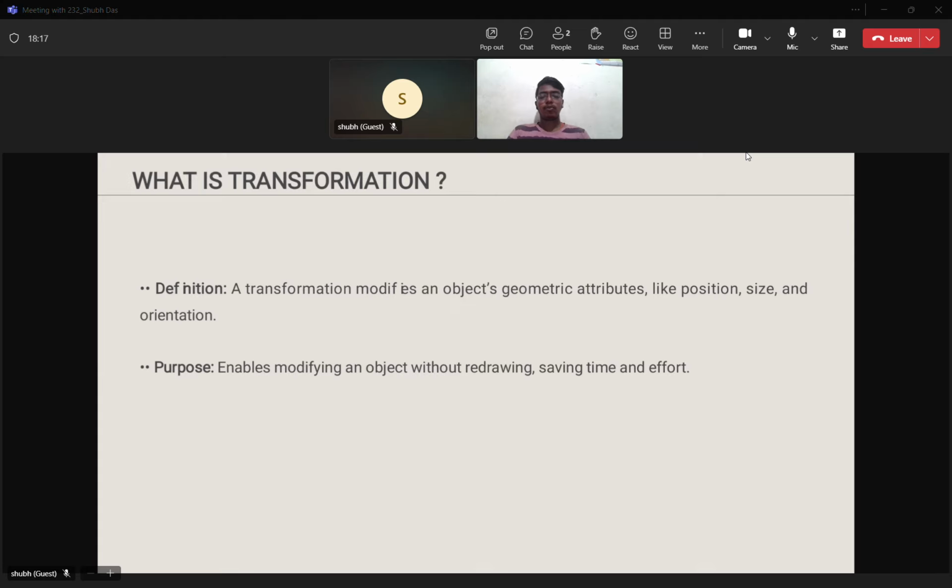Transformations are incredibly useful because they allow us to manipulate objects without redrawing them from scratch. This efficiency is critical in fields where objects need to be animated or modified frequently, such as in video games, digital graphics, and simulations. By using transformations, we can simulate movement and dynamic interactions in a way that looks natural and fluid. Moving on to the next slide.